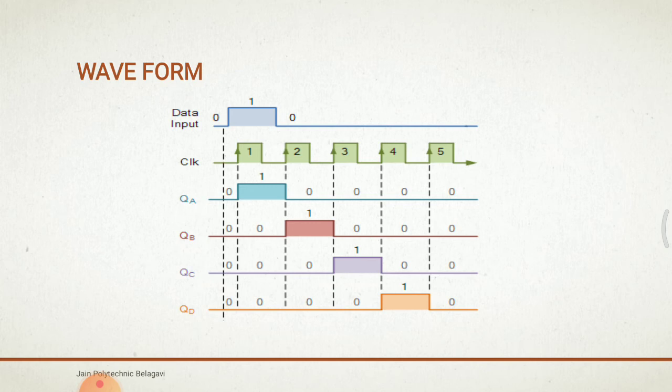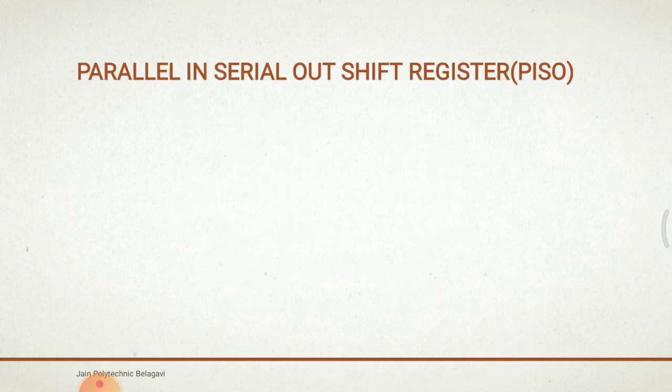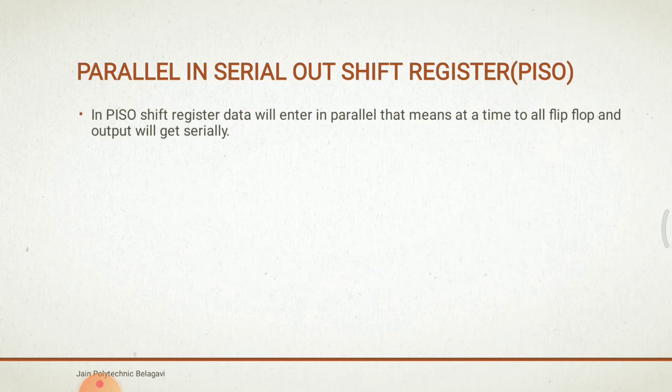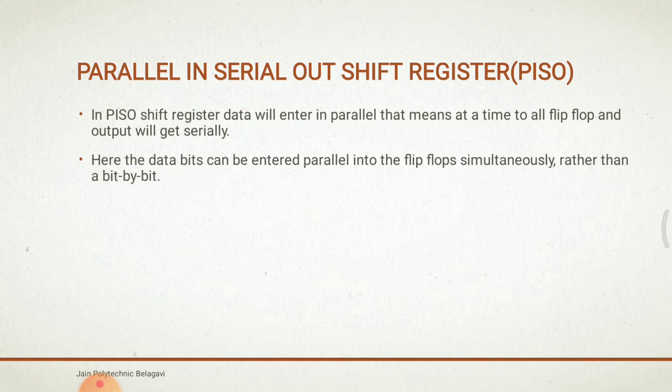Okay, so data movement you can observe through the waveform here. Next, parallel in serial out shift registers. In parallel in serial out shift registers, data will enter in what fashion? Here, data is going to enter parallel in, serial out. Parallelly you are going to provide the inputs, at a time you are going to provide the input, and you are going to take the output serially. That is the working of the parallel in serial out shift registers.